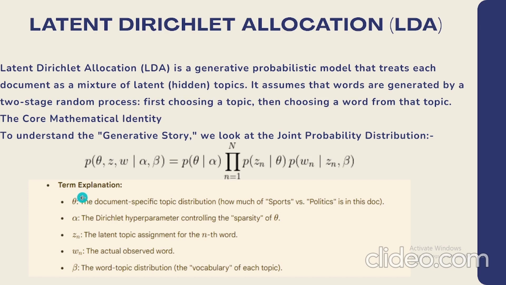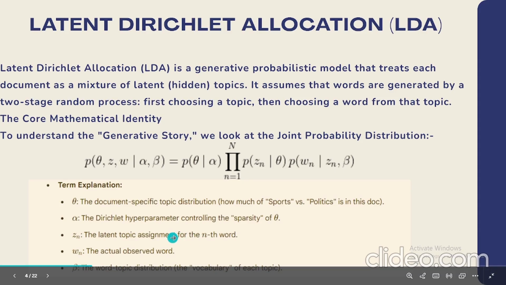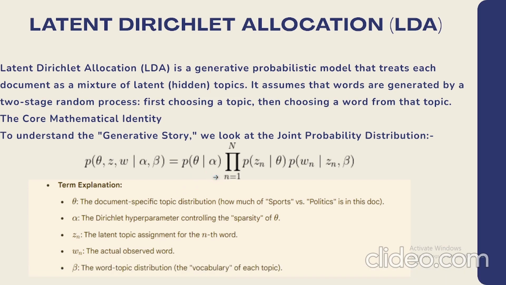Theta is the distribution of how much of the document is of a specific topic. For example, if the document is 70% sports and 30% politics, that distribution is given by theta. Then we have alpha, which is a Dirichlet hyperparameter that controls the sparsity of theta, and Zn, as we mentioned, is the latent topic, and Wn is the actual word that we have. The formula shown here represents the joint probability for all these variables.